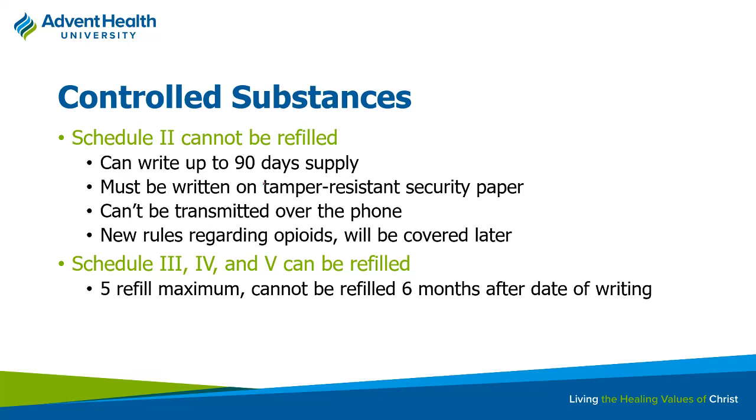But 3 through 5, they can have refills written for them. So no refills for Schedule 2s, but for 3 through 5, you can write up to 6 months worth. And actually, they're only good for 6 months. So non-controlled prescriptions are good for 12 months. 3 through 5s are good for 6 months, and 2s typically need to be filled pretty soon after they're written.